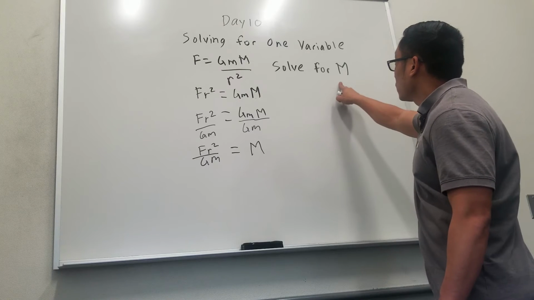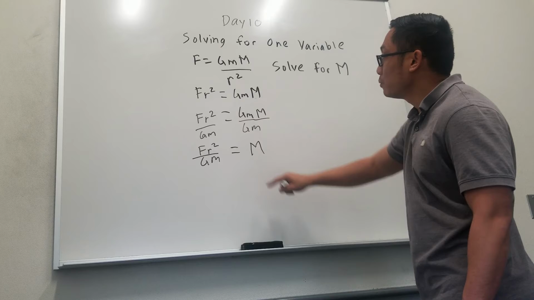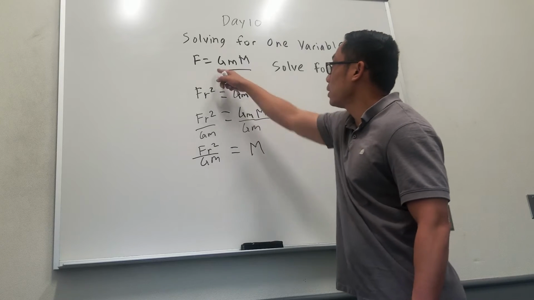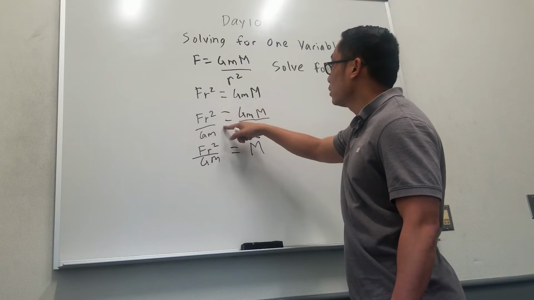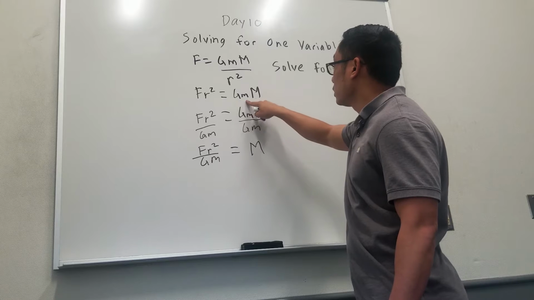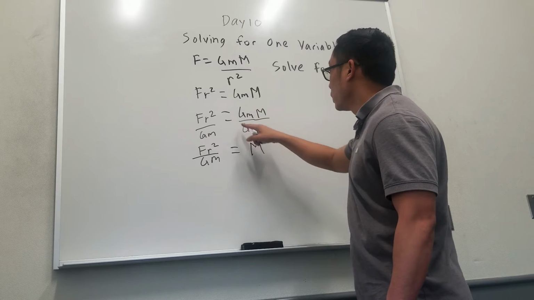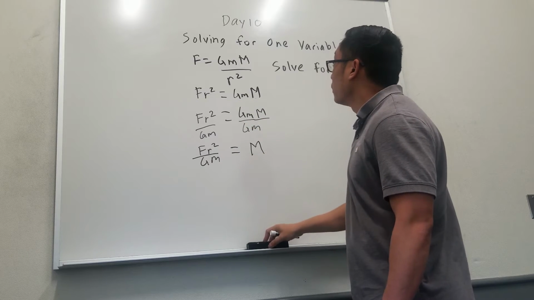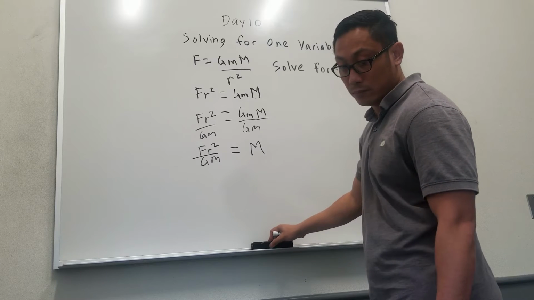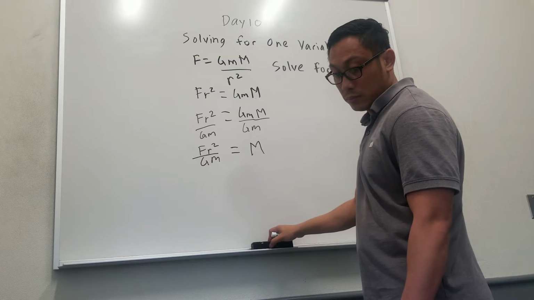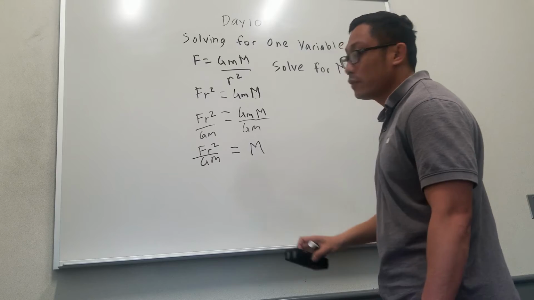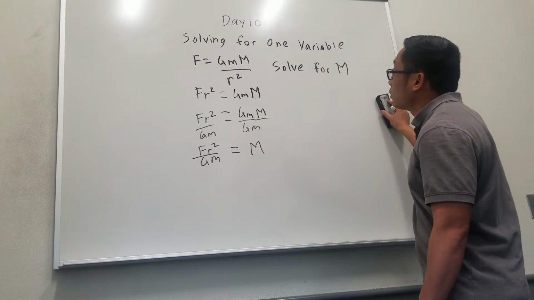So the key is, we want to isolate M, so we did that. Multiply both sides by R squared to get rid of the fraction. Now we just have to isolate M by dividing by G times m on both sides. And we solve for M. Okay? If you feel like it's moving too fast, you can always pause the video. So let's do the next problem.